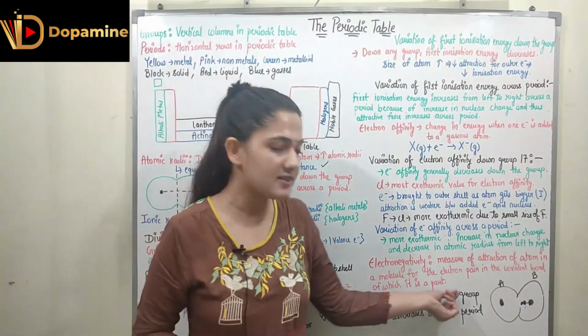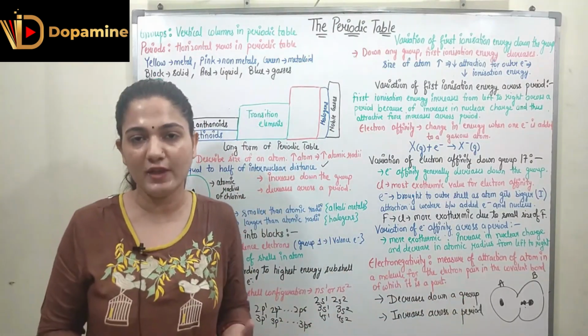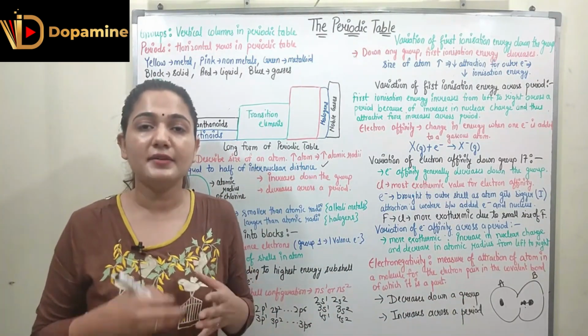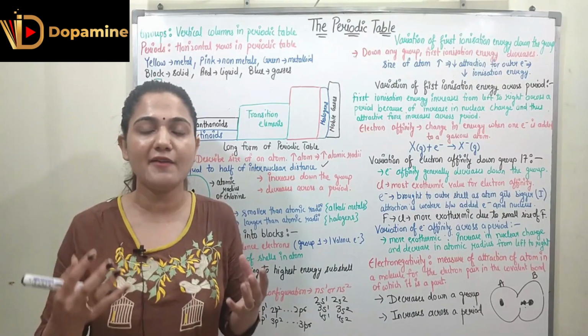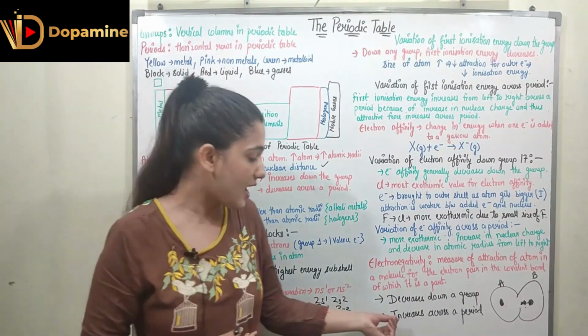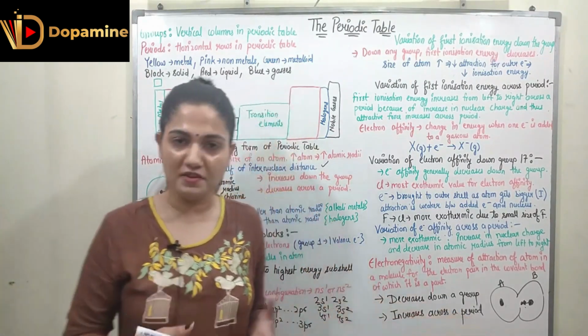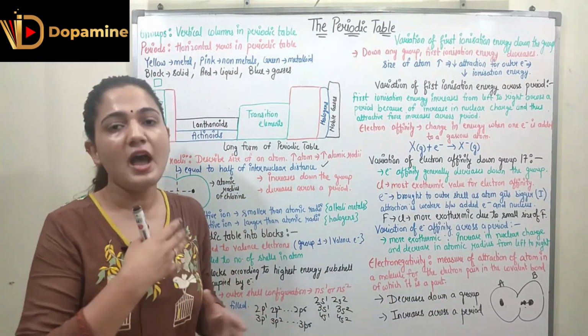It is going to decrease down a group because the size of the atom is going to increase, and the outermost electrons will have less attraction towards the nucleus. It is going to increase across a period, obviously, because size is decreasing across a period.